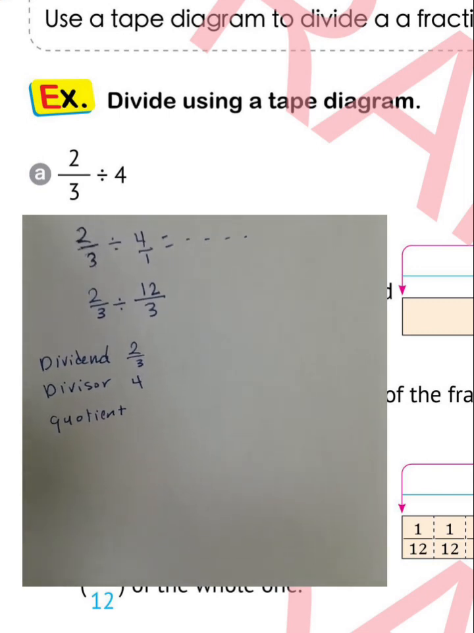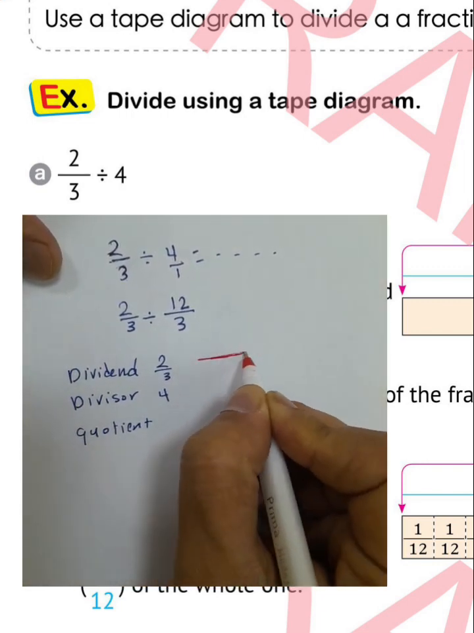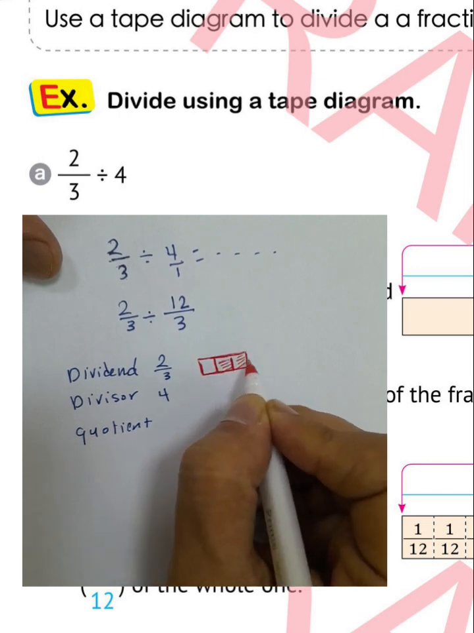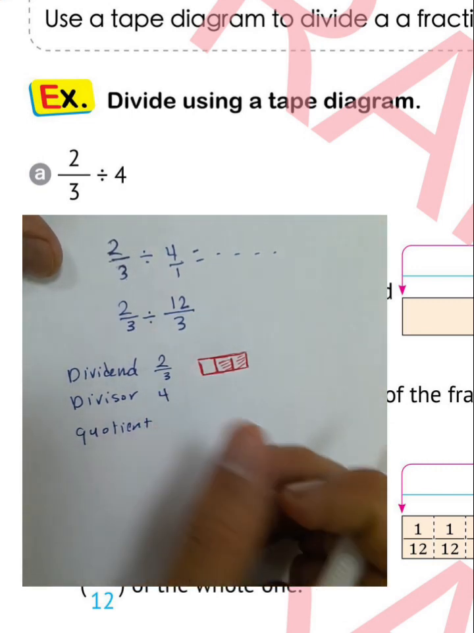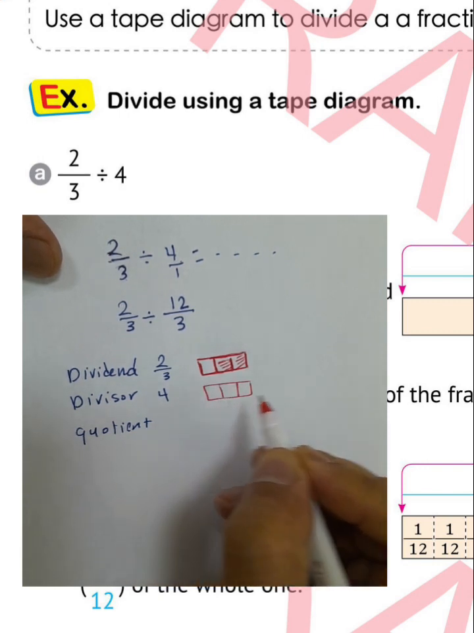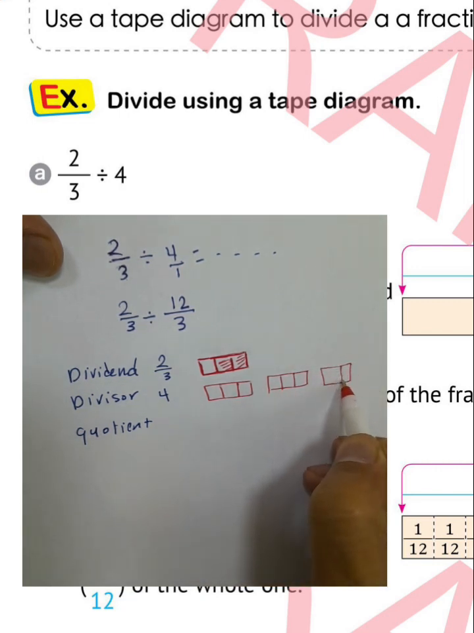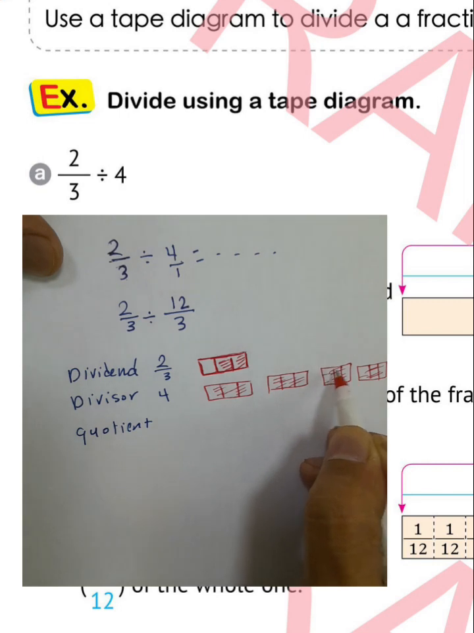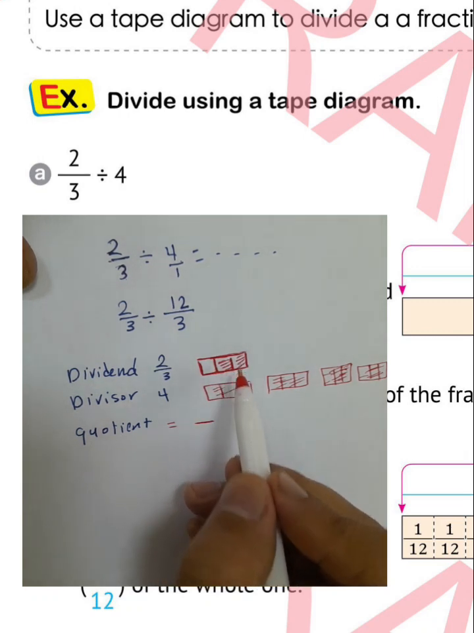If we draw here a model containing 3 parts, that's 1, 2, 3, and colored 2 parts from 3 parts here, and divisor 4, it means I will draw this model 4 times, 1, 2, 3 and 4, and I will color all 4 models. Okay, then the question will be, count how many parts are colored here, 2.